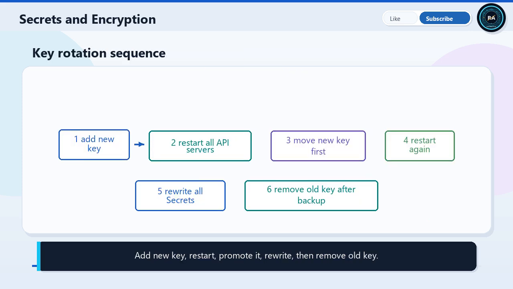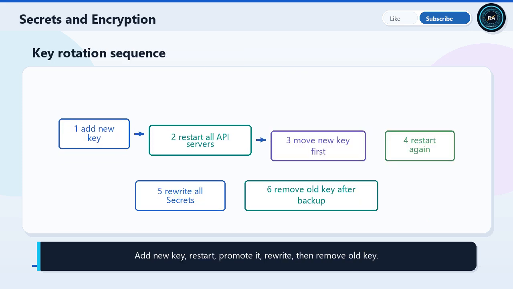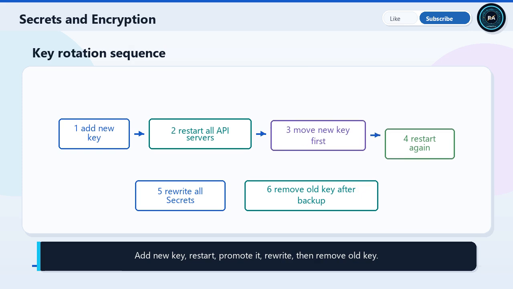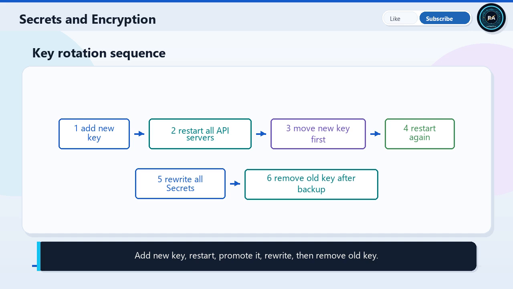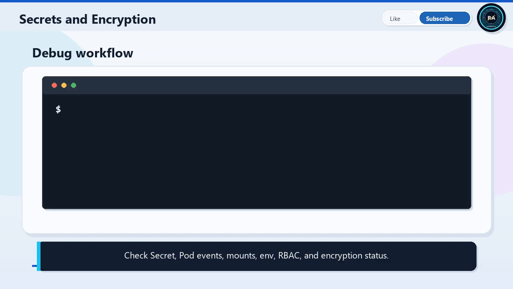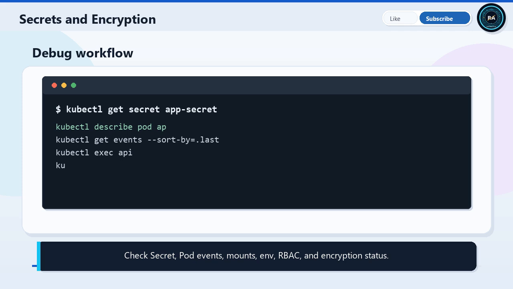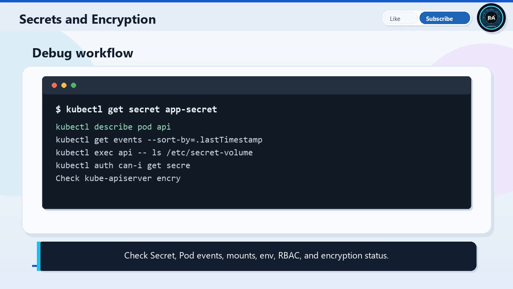Key rotation is a sequence, especially in highly available control planes. Add the new key as a readable key, restart API servers, promote it for new writes, rewrite secrets, then remove the old key after backup. When a secret setup fails, debug from object to workload. Inspect the secret metadata, check pod events, verify file paths or env names, then check RBAC and encryption configuration if the issue is access or storage.